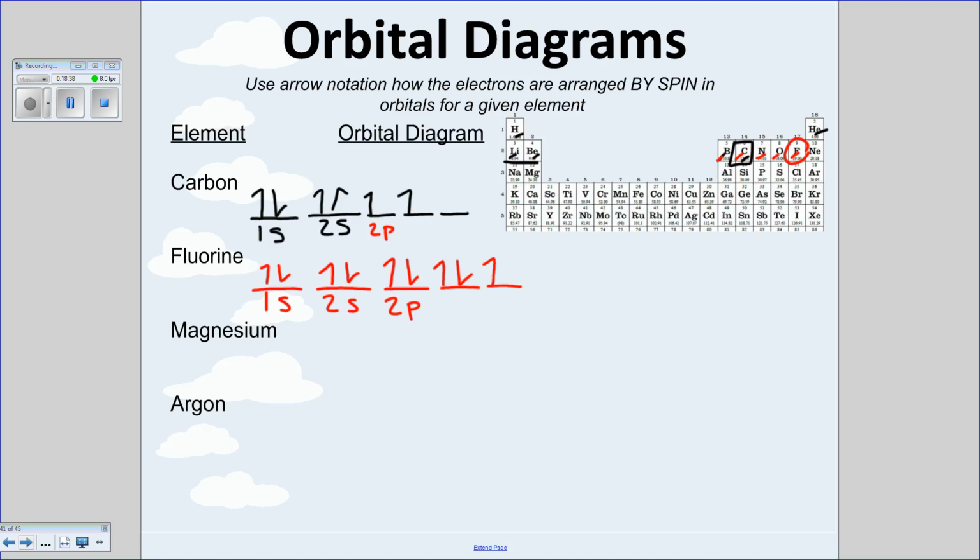Note that I followed Hund's rule. I also followed the Aufbau, and I followed Pauli. All of them are spinning opposite directions. I filled from the lowest energy level up, and I didn't start putting my second electron in until I filled all of them.